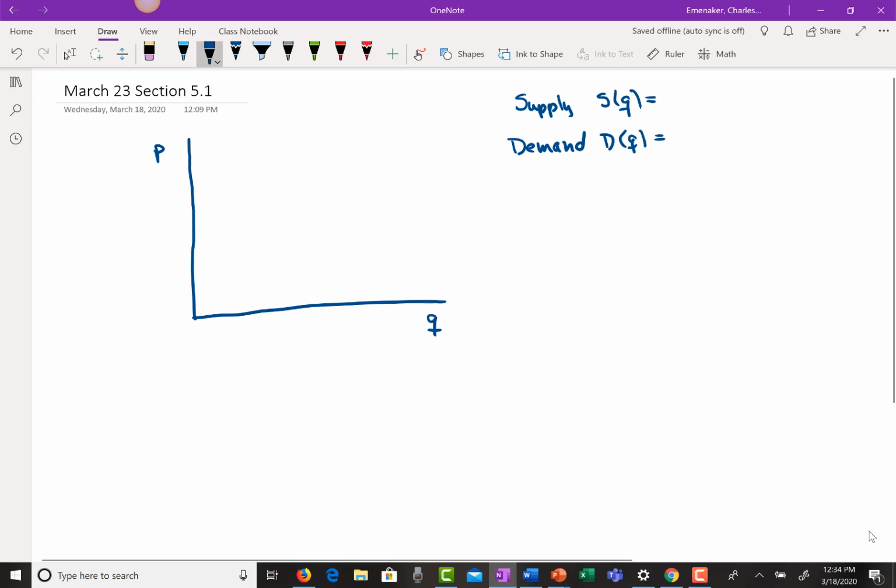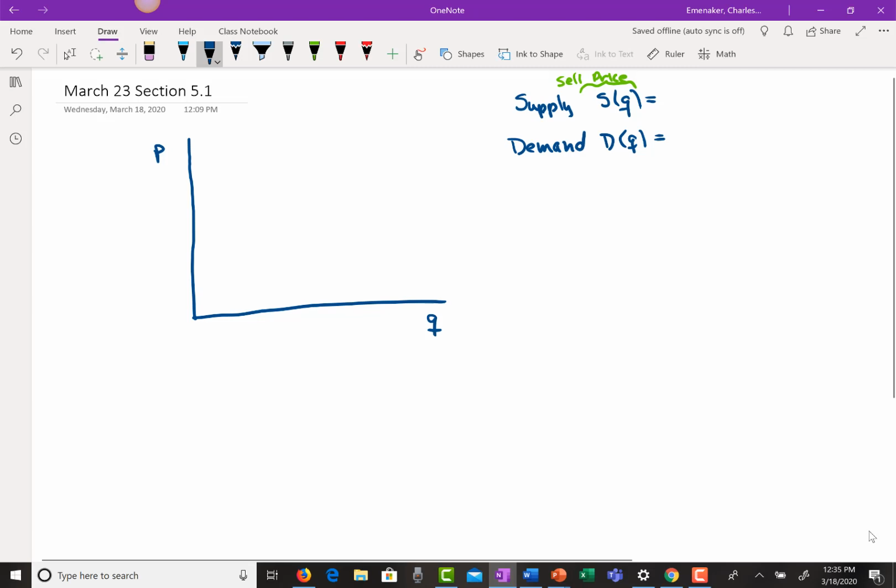Don't let the variable confuse you. The supply function is the amount of product that the supplier is willing to provide, and S of Q as well as D of Q represent the selling price. With either function, you substitute in a value for the number of units available, and when you evaluate that function at that number of units, it will indicate a selling price.